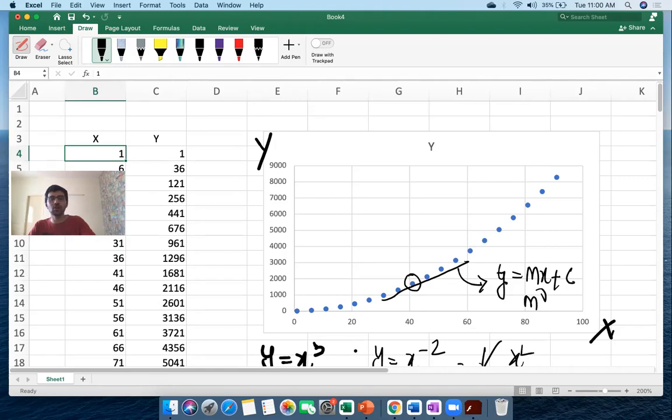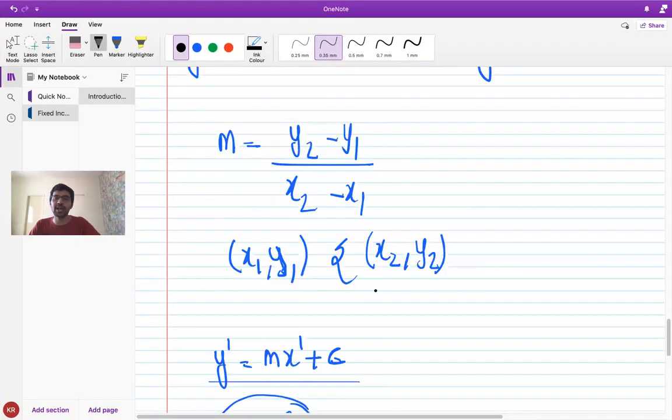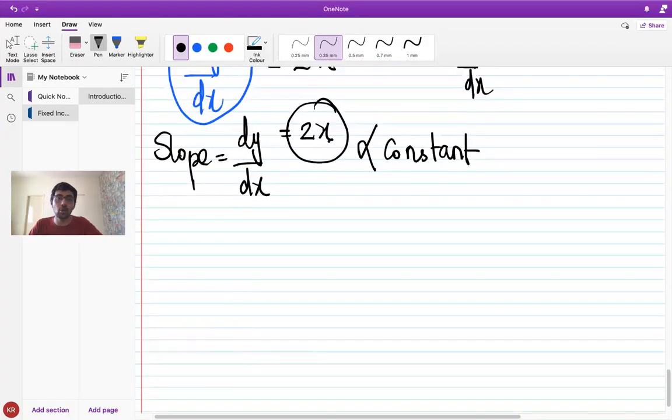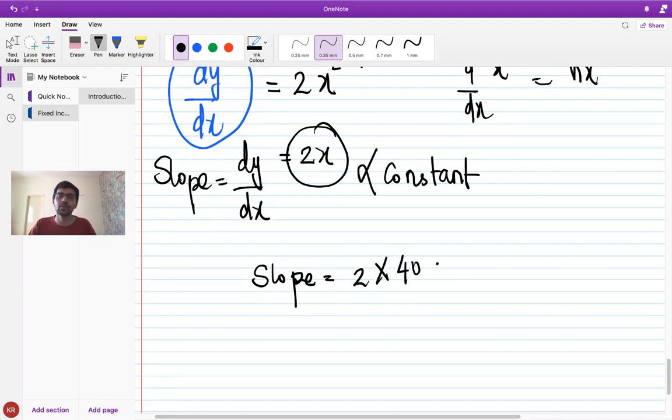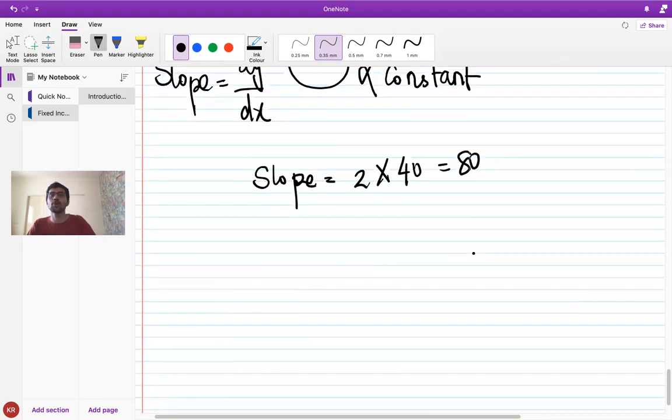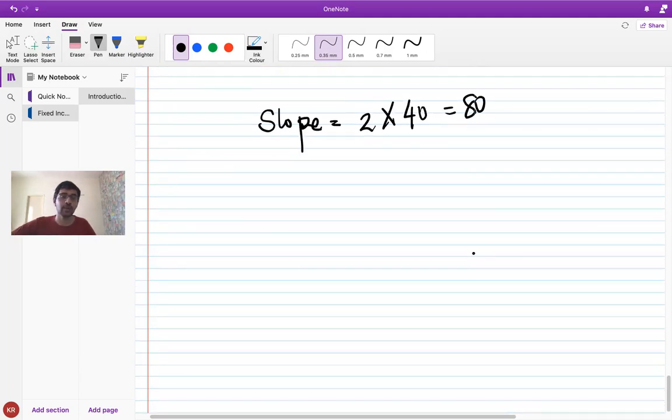If you come back to the equation where we had dy by dx is equal to 2x, I told you that the first question we are asking is, what is the value of x right now? We said that we are standing at x is equal to 40, which means the slope is equal to 2 into 40, which is equal to 80.